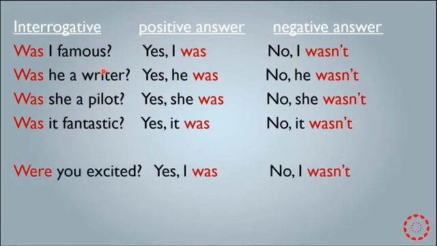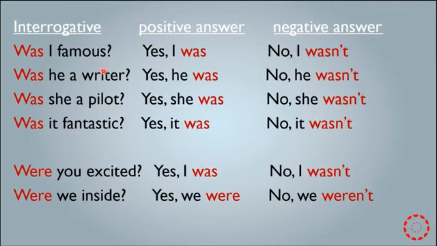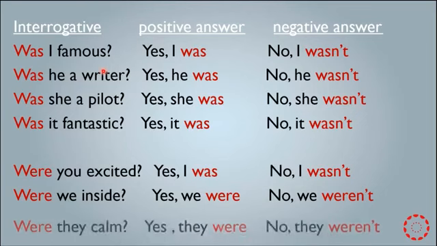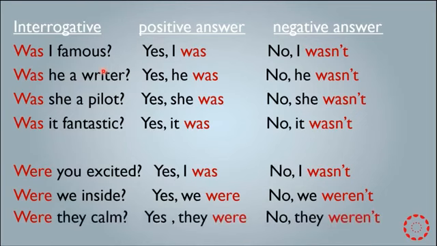Were you excited? Yes, I was. No, I wasn't. Were we inside? Yes, we were. No, we weren't. Were they calm? Yes, they were. No, they weren't. So here we talked about interrogative form. When you say interrogative form, we mention a question mark here.